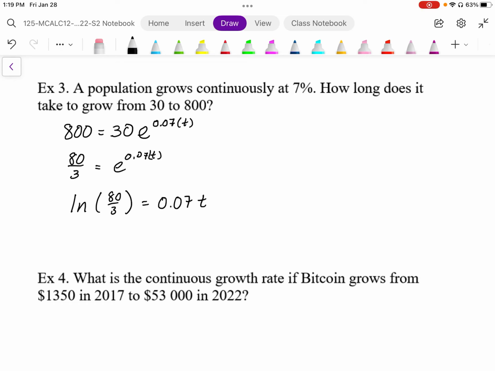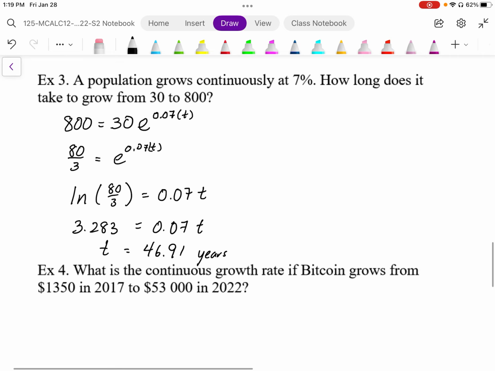So then I can solve this. I'm going to first of all take the log using the base e log, so the ln button. I get 3.283. Okay, so make sure that you're using this button correctly. You should check that value. And then I can solve for the time by dividing by 0.07. So I end up with 46.905 or 47 years. Okay, so for it to grow from 30 to 800 at a 7% growth rate, it's going to take about 47 years.